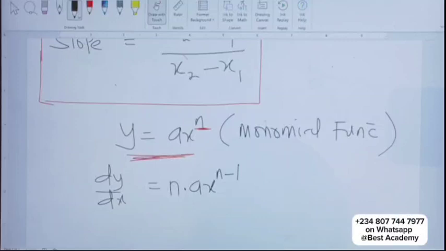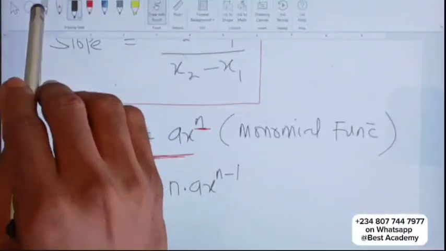If I have a polynomial function, how can I differentiate that? I'm going to differentiate it term by term, the same way I differentiated the monomial. But you should understand that the differential coefficient of a constant is equal to 0. What is a constant? Any number that has no letter attached to it is a constant. The differential coefficient of a constant is equal to 0.